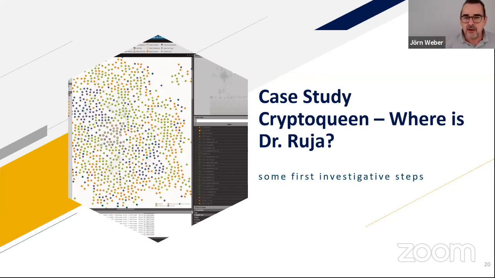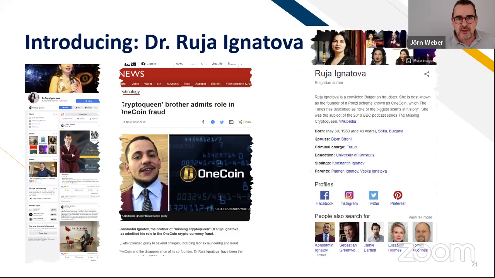transforms. And now I was saying, okay, what kind of case can I show you? This is one I did not work on, but I really like it. The damage here is 3.3 billion euros, large. I think it's the largest cryptocurrency fraud that at least I'm aware of. And let me introduce Dr. Ruja Ignatova. Dr. Ruja is a lawyer, finally. She made a master's at Harvard, I guess. Very, very smart lady. And in Wikipedia, they say she's a convicted Bulgarian fraudster. I think that's probably coming to the point.